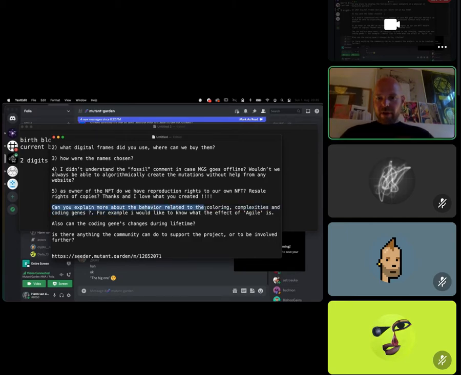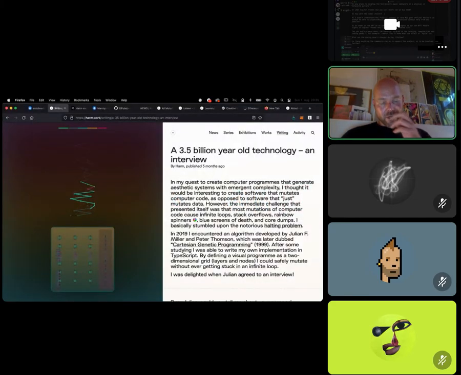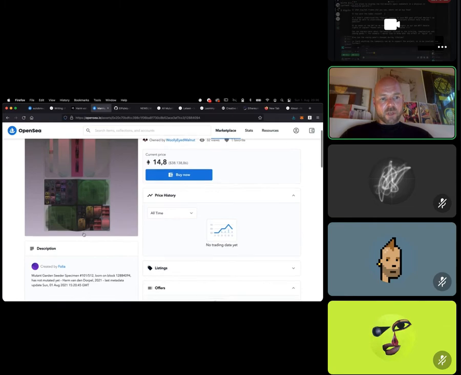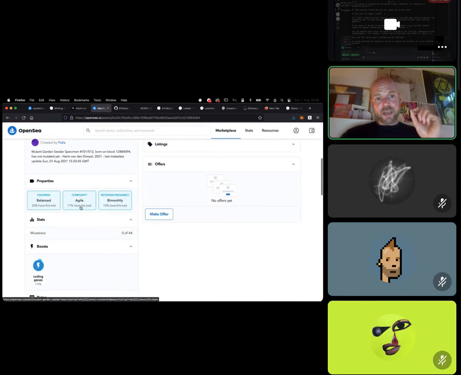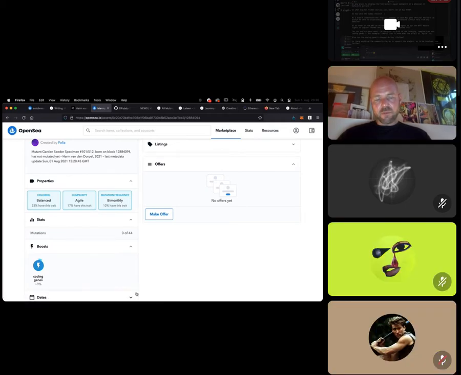Can you explain more about the behavior related to the coloring and complexities in coding genes? Yes. So if I start with complexity, if you see the Cartesian network here, then from top to bottom, those are the layers. I would guess that this one has maybe 60 or 70 layers. The more layers a mutant has, and the amount of layers is again based on the transaction hash at birth, the higher complexity it has. In OpenSea, I could have just put the number, like complexity 1 or 2, but I didn't think that would mean much to people.